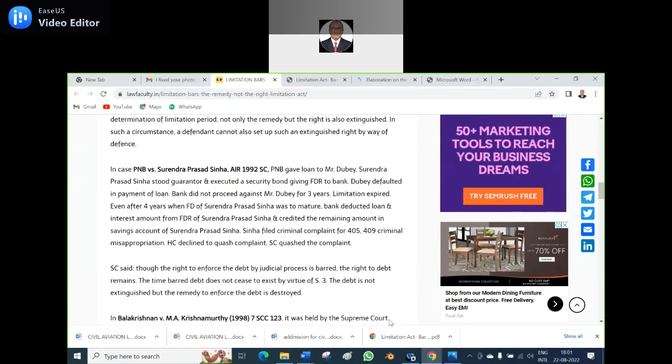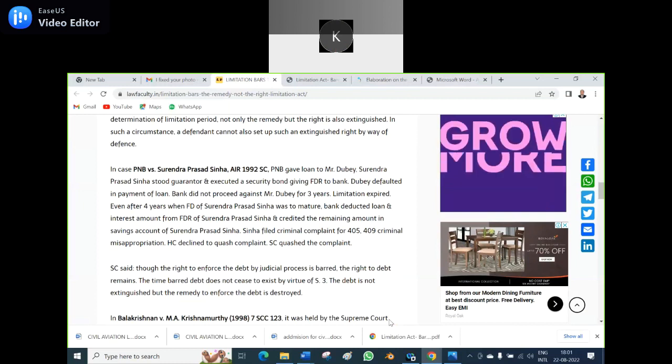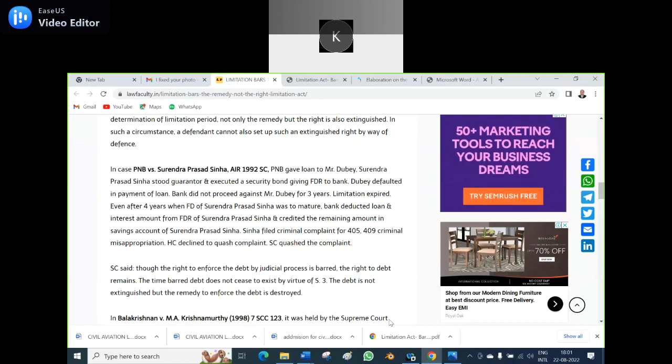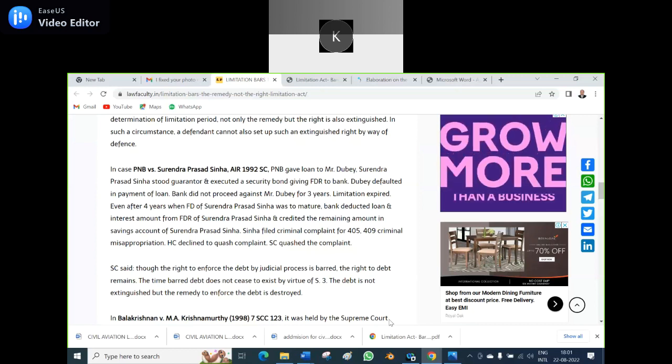The case PNB versus Surendra Prasad Sinha, year 1992, Supreme Court. PNB gave a loan to Mr. Dubey. Surendra Prasad Sinha stood guarantor and executed a security bond giving an FDR to the bank. So the loan was given to Dubey, sir, and Surendra Prasad Sinha was the guarantor.